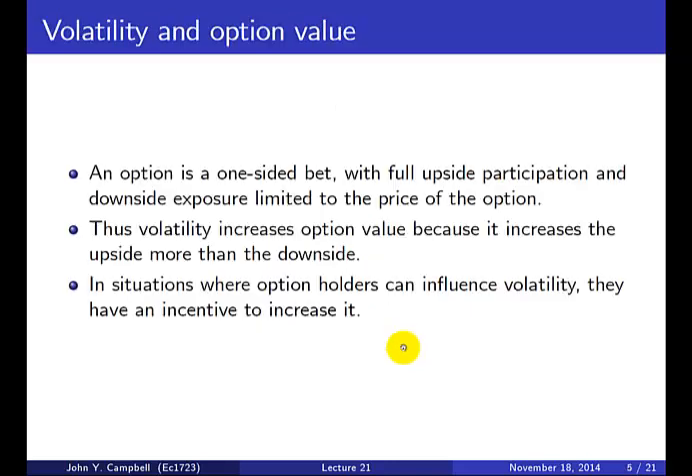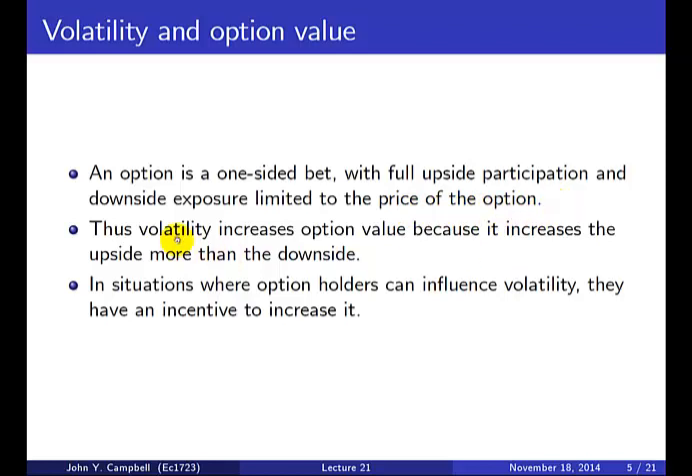Now, what's the intuition for that positive effect of volatility on option value? It's that an option is a one-sided bet. It has full upside participation if the asset goes your way, up in the case of a call, down in the case of a put. But the downside exposure, if things go against you, if you've bought an option, is limited to the price of the option. So it's a limited liability asset. The worst that can happen is that the option expires worthless and you walk away.